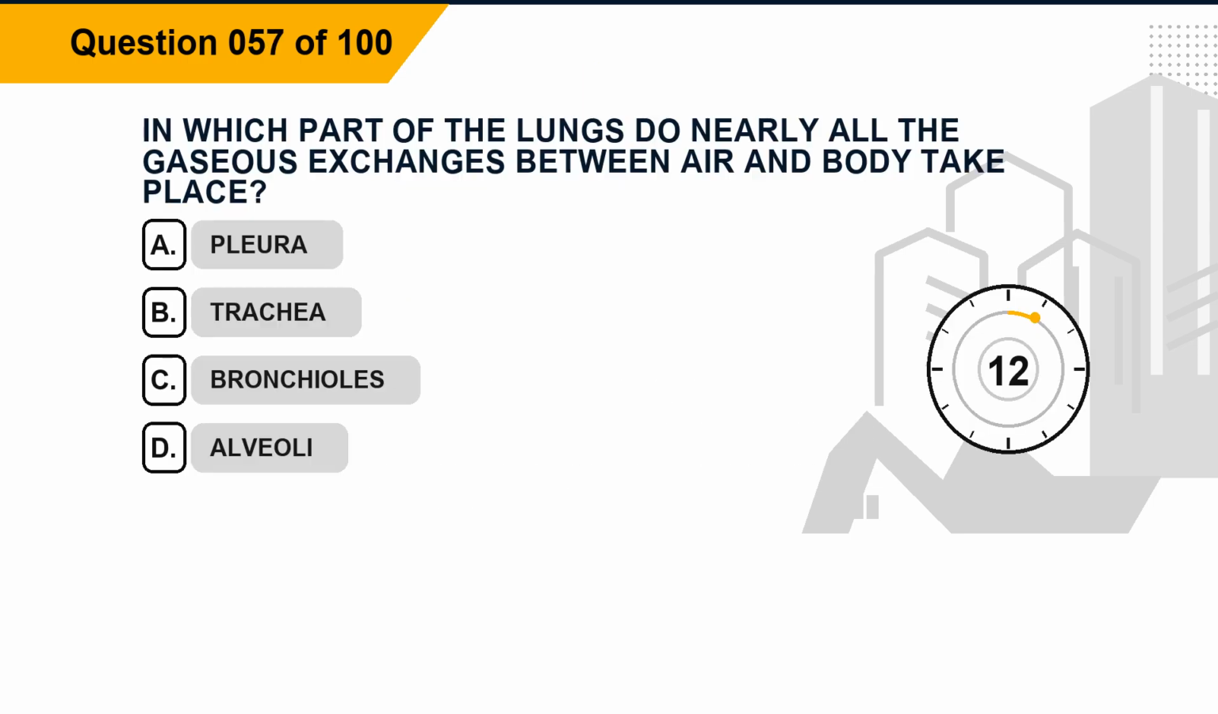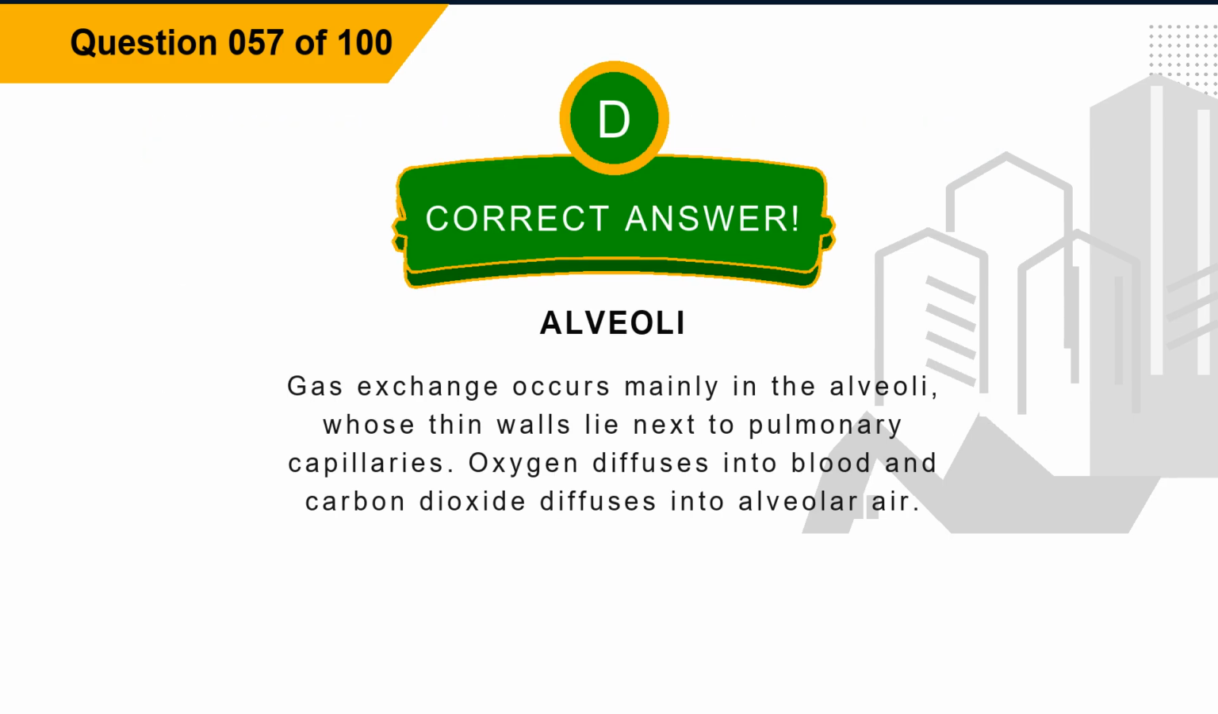Question 57. In which part of the lungs do nearly all the gaseous exchanges between air and body take place? Option A, pleura. Option B, trachea. Option C, bronchioles. Option D, alveoli. The correct answer is option D, alveoli. Explanation. Gas exchange occurs mainly in the alveoli, whose thin walls lie next to pulmonary capillaries. Oxygen diffuses into blood and carbon dioxide diffuses into alveolar air.